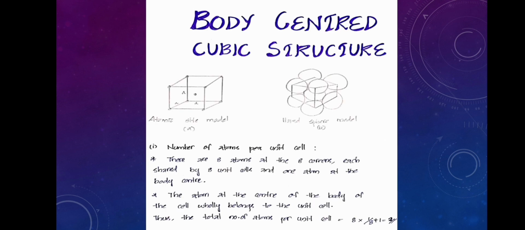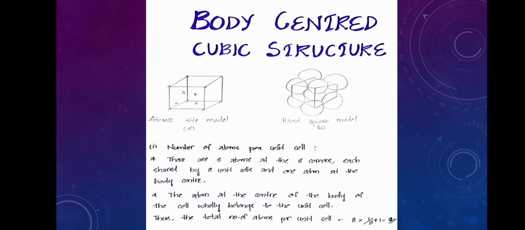Next, let's see what is body-centered cubic structure. Here also the two diagrams of atomic site model and hard sphere model are given for body-centered cubic structure. To find the number of atoms per unit cell, the same theory of the simple cubic structure is followed here also. There are 8 atoms at the 8 corners, each shared by 8 unit cells, and 1 atom at the body center. The atom at the center of the body of the cell wholly belongs to the unit cell.